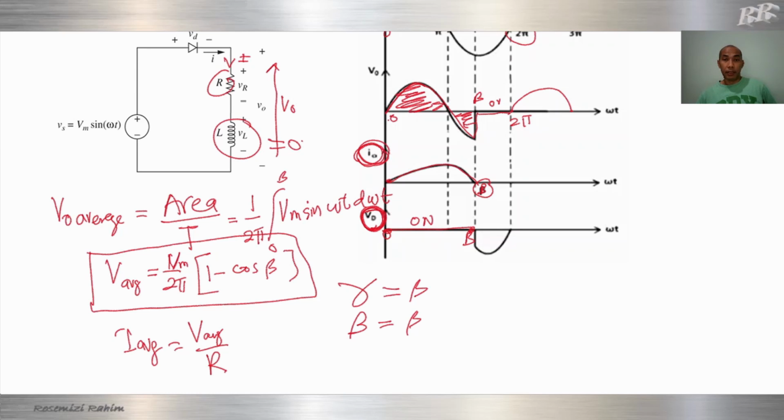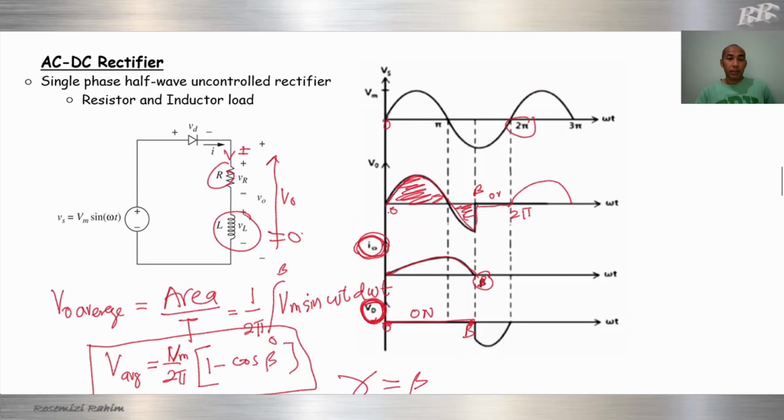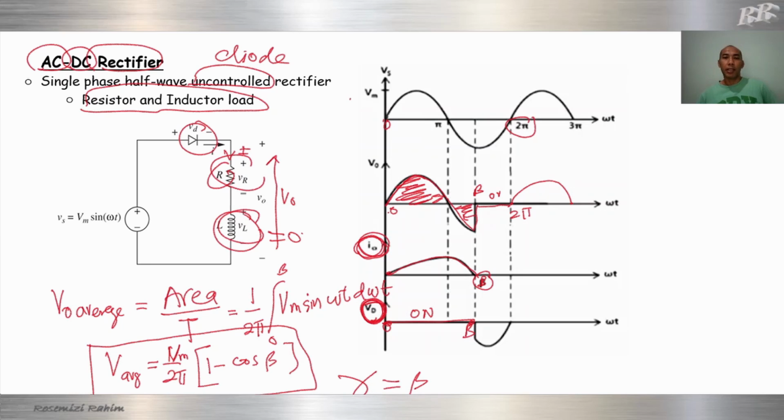Okay, I think that's all for our AC to DC rectifier. We're using an uncontrolled rectifier with a diode, based on a resistor and inductor load. Hopefully everyone can understand the waveform and also the related equation, how to derive the equation and draw the waveform of the diode, resistor, inductor, and current. Okay, the input, output, current, diode. That's all. Thank you. Bye bye.